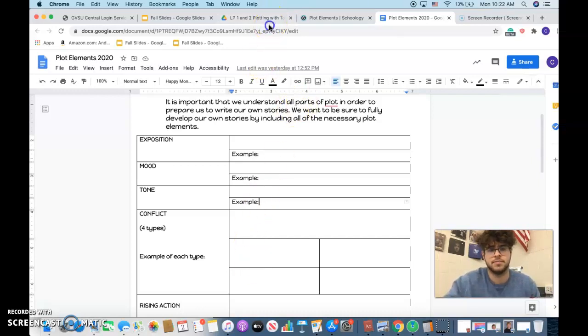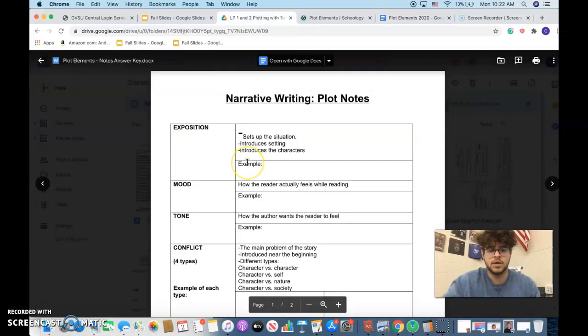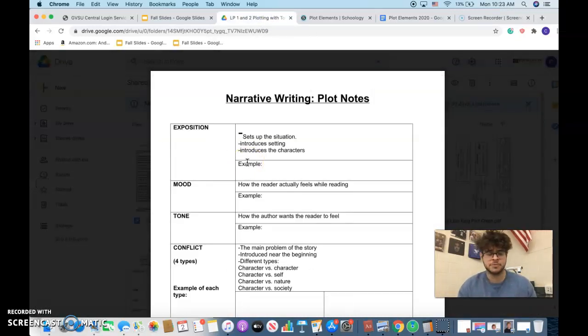So, for example, I'm going to explain exposition. You're going to have the definition. Then I just want you to pause my video so you can type it out. So, exposition. Exposition sets up the situation, introduces setting, and introduces the characters.